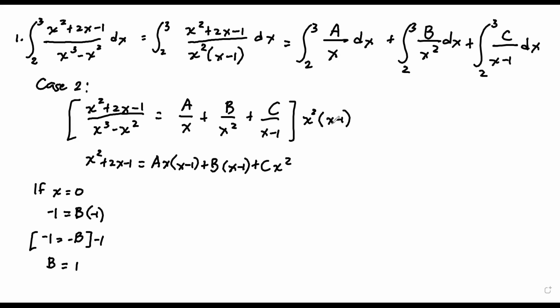Next, if x equals 1, we equate the factor x minus 1 to 0. If x is 1, then 1 squared, 1 plus 2 is 3, minus 1 is 2, equals. This term will be 0, because 1 minus 1 is 0, and this will be 0. 1 squared is 1, times C.